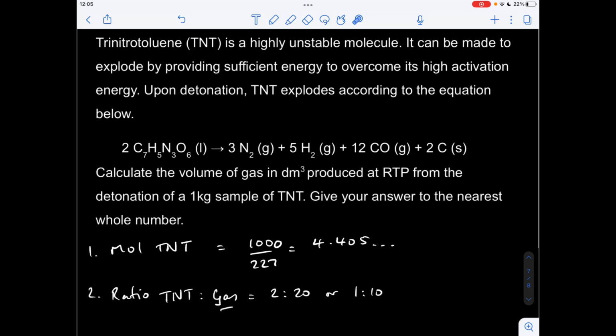So the reason this one is awkward is because we're not asked about a specific gas, we're asked about just the gas in general. So we've got actually 3 gases produced by the detonation of the TNT. So the ratio of TNT to gas is actually 2 to 3 plus 5 plus 12, which is 2 to 20, which obviously can be simplified to 1 to 10. So for every mole of TNT that's detonated, we get 10 times as many moles of gas produced. So obviously that's 44.05 ... moles of gas.